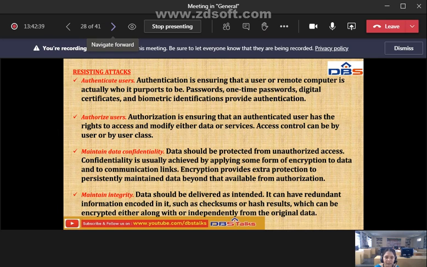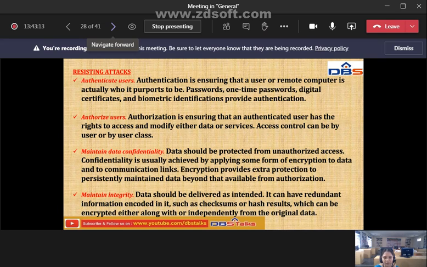Next, maintain integrity. So you need to maintain integrity. What does that mean? Data should be delivered as intended, so it can have redundant information encoded in it. When the data is delivered as intended, it can have some redundant, duplicate information encoded in it. So we can add something to the original data, or add some duplicate information to that particular information.